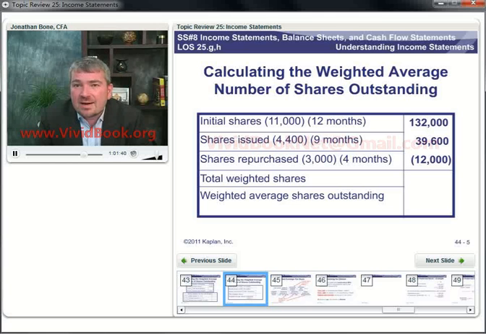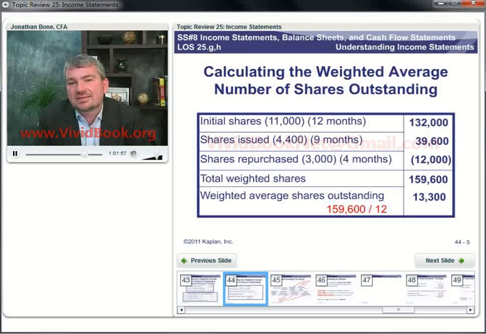Okay, so let's now add up our weighted shares. 132,000 plus 39,600 minus 12,000 gives us 159,600. All we now need to do is take that figure and divide by 12 to get the weighted average shares outstanding to use in our denominator. So 13,300, and that's what will go in the denominator of your EPS calculation.